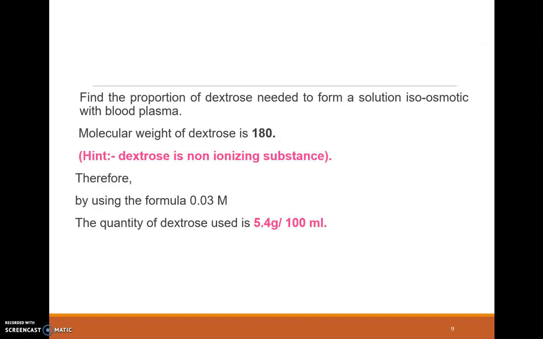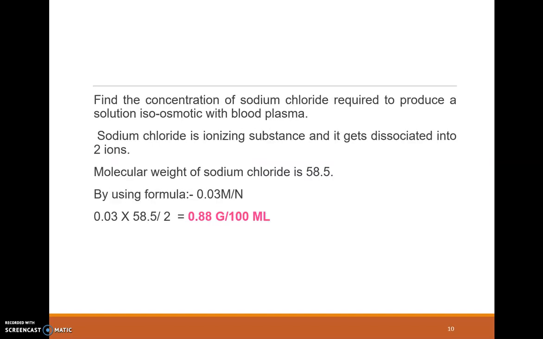Now dealing with the first problem, find the proportion of dextrose needed to form a solution isoosmotic with blood plasma. Molecular weight of dextrose is 180. As dextrose is a non-ionizing substance, you won't get any ions. So the value of n is 0. You just need to multiply 0.03 with 180. So the quantity of dextrose that you are going to get is 5.4 grams per 100 ml. That would make your solution isoosmotic.